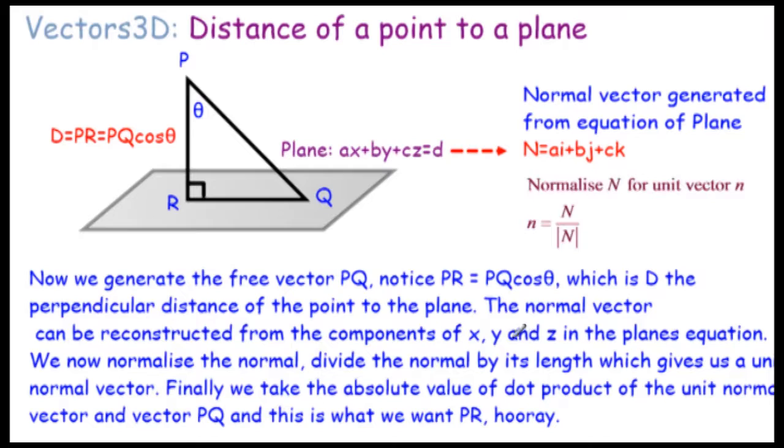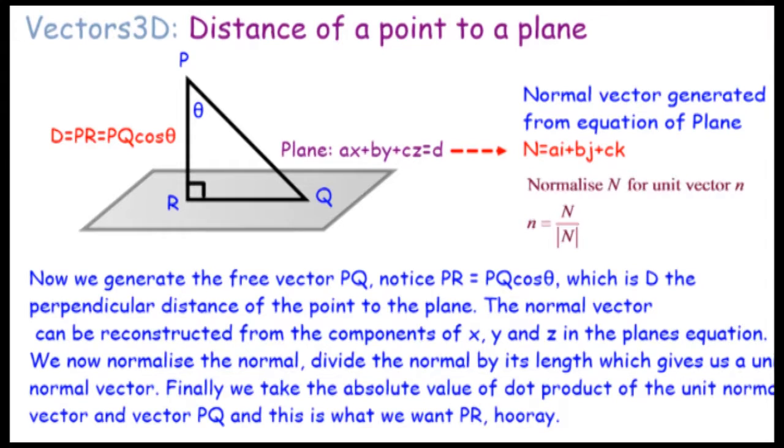So the normal vector can be constructed quite easily from the components of the plane. We normalize the vector, dividing the normal by its length, which gets the unit normal vector. Then we do a dot product, and we take the absolute value of this, so we don't want it to be negative.